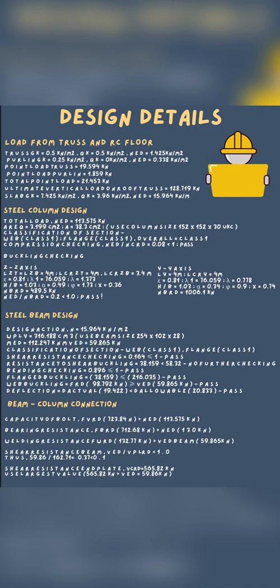Finally, as for the conclusion of the mini project ECS 338, we have determined the load from truss and RC floor, the steel column design, the steel beam design, and the beam column connection.